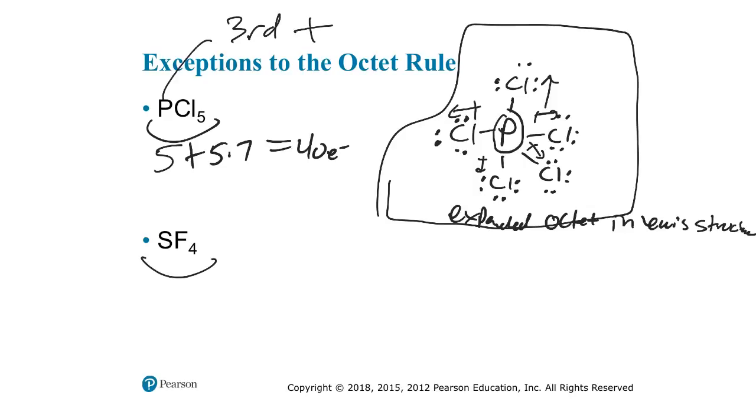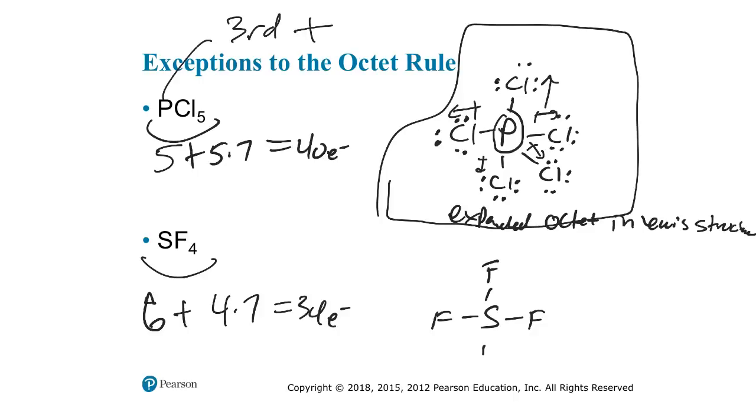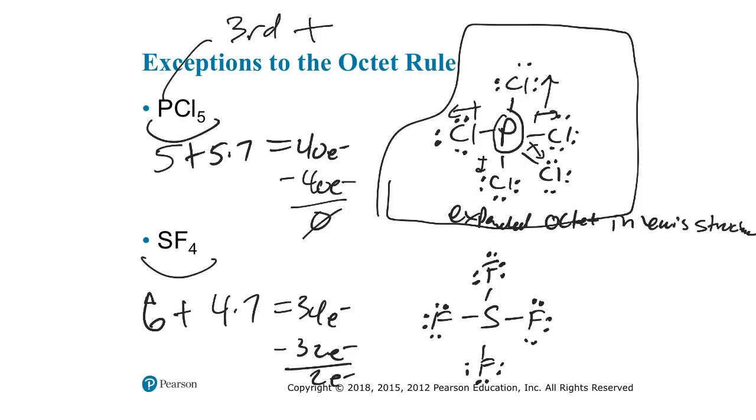Let's look at SF4. 6 is the valence count for sulfur in the oxygen group, 4 times 7 for fluorine. That's a total of 34 electrons. So 4 fluorines attach. Give the fluorines their octet. I didn't show this for PCl5, maybe it's obvious, but each of the chlorines, there's 5 of them, has 8 electrons each. So there are no electrons left over for electron pairs on phosphorus. In this case, I've distributed 8 electrons per F. There's 4 of them, that's only 32 electrons. So I have 2 electrons left to go.